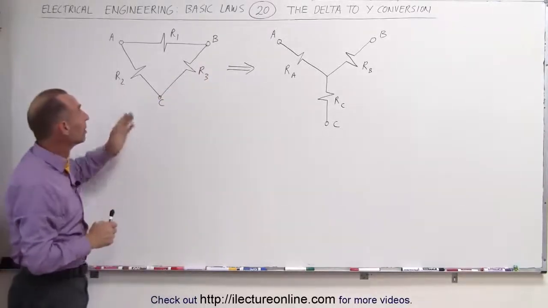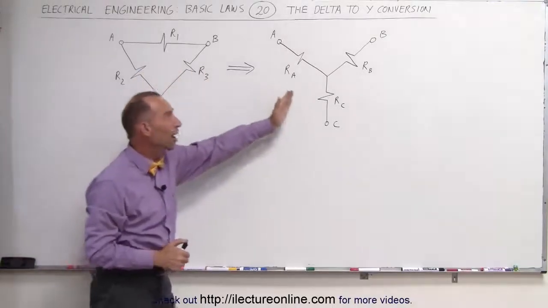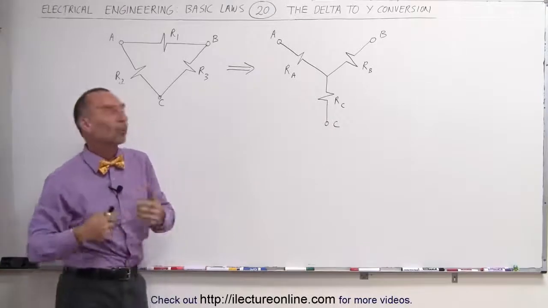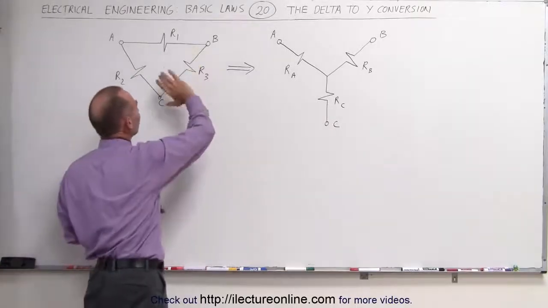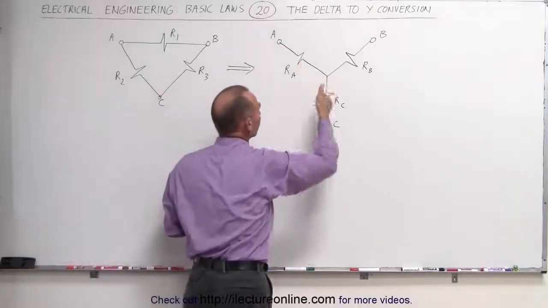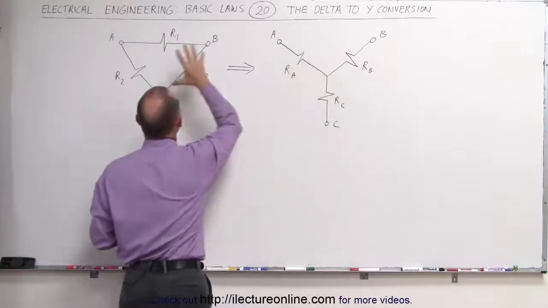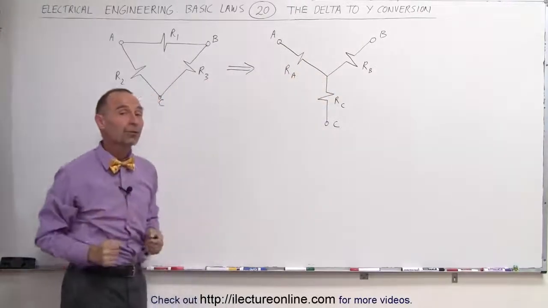Turns out we can easily translate or transform a delta connection like this into a Y-shaped connection. That's why they call it a delta to Y conversion. This looks like a delta. In this case, it's an upside down delta, and this looks like a Y. Now, this will be electrically equivalent to this circuit. The question is, how do we make that conversion?